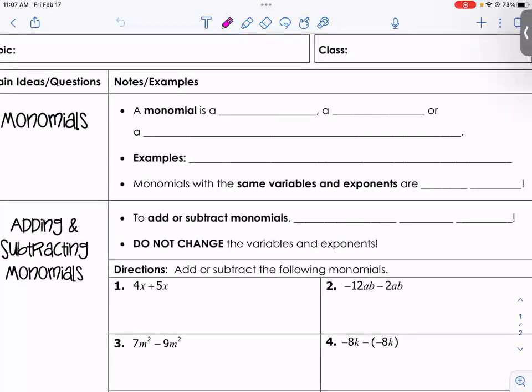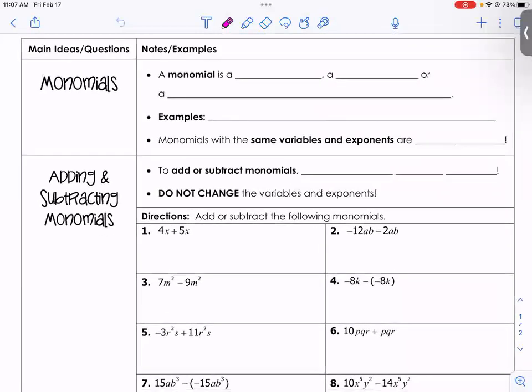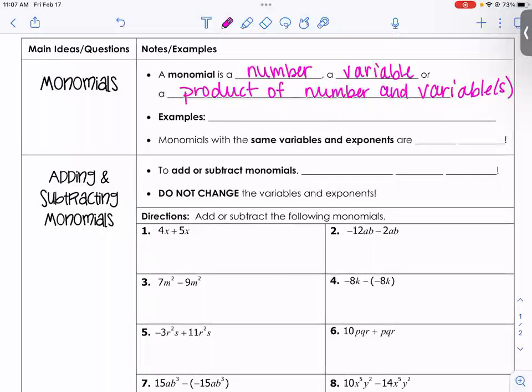Thanks. Page 5. Okay. So a monomial is a number, a variable, or a product of... so yes or no? Well, it can't be yes or no.